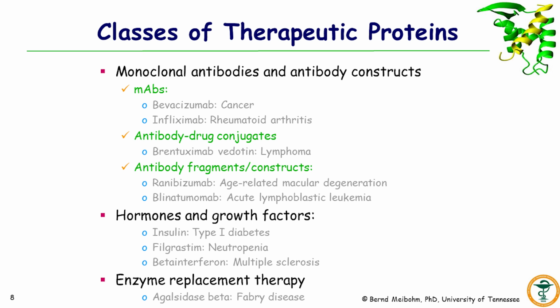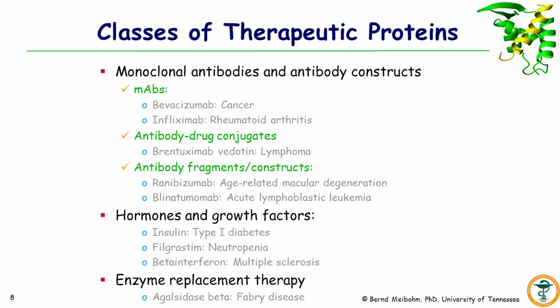When we look at major classes of therapeutic proteins that are clinically used, then the biggest one are probably monoclonal antibodies and antibody constructs. So this includes native IgG molecules like bevacizumab used in cancer indications, infliximab for treatment of rheumatoid arthritis and other chronic inflammatory conditions.